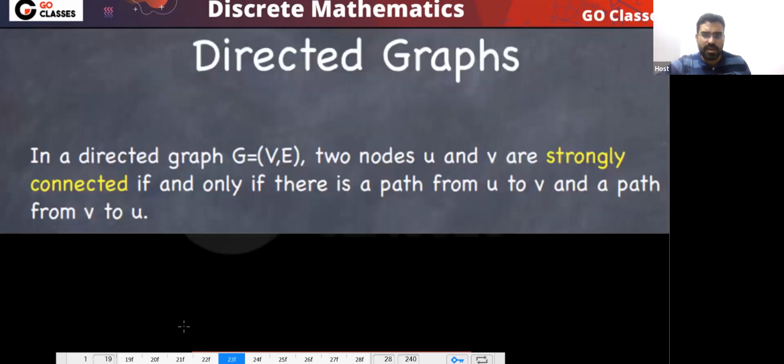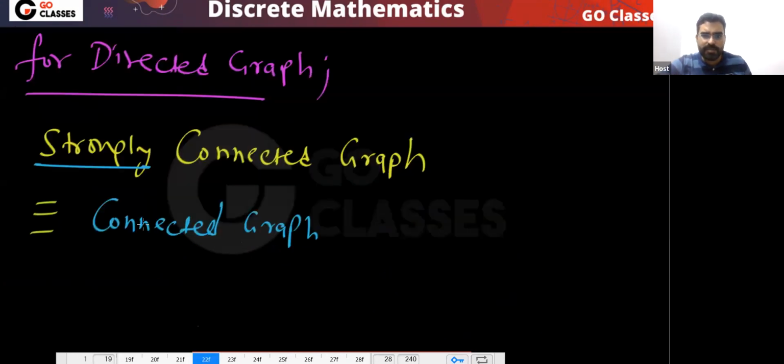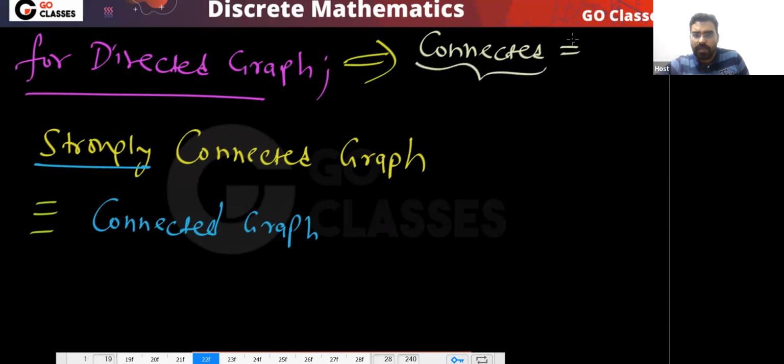So let's define it. Now let's see one by one. Don't worry, you will understand. Let's define first, for two vertices, how they are connected. Two vertices are connected, or I can say strongly connected. Remember this point, that for directed graph, by default connected means strongly connected. So even if I don't say strongly connected, by default connected means strongly connected.